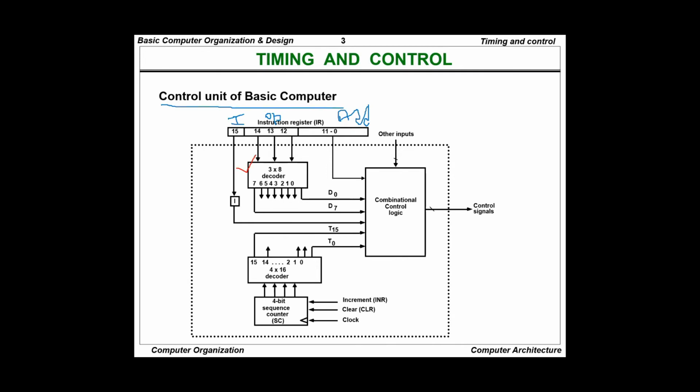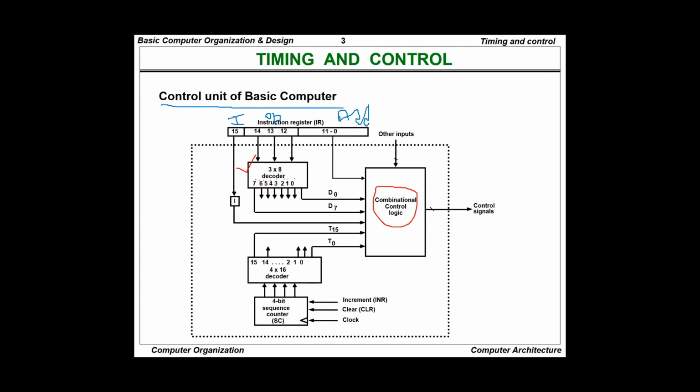So a 3 into 8 decoder. Here I have inputs 0, 1, 2, 3, 4, 5, 6 and 7. All these inputs are connected to the combinational logic circuit. So here we have a combinational logic circuit, and all these D0 to D7 are connected to this combinational logic circuit.